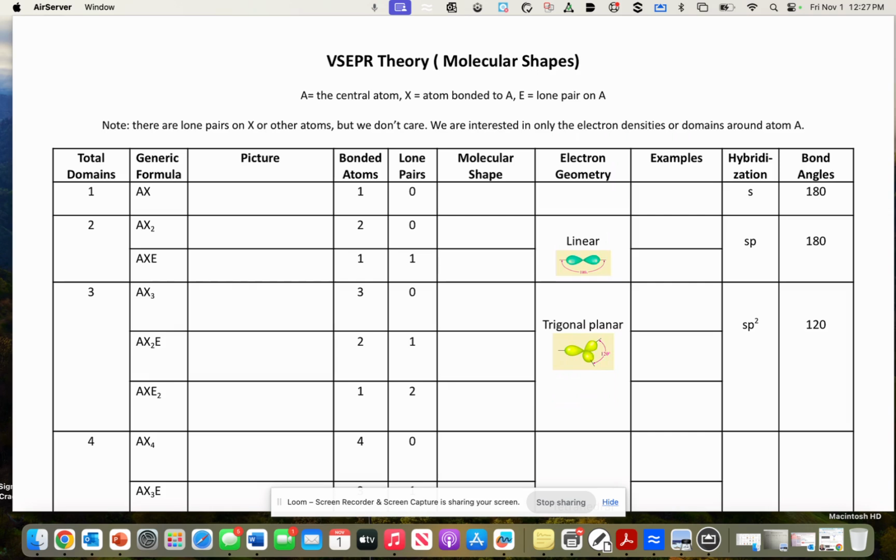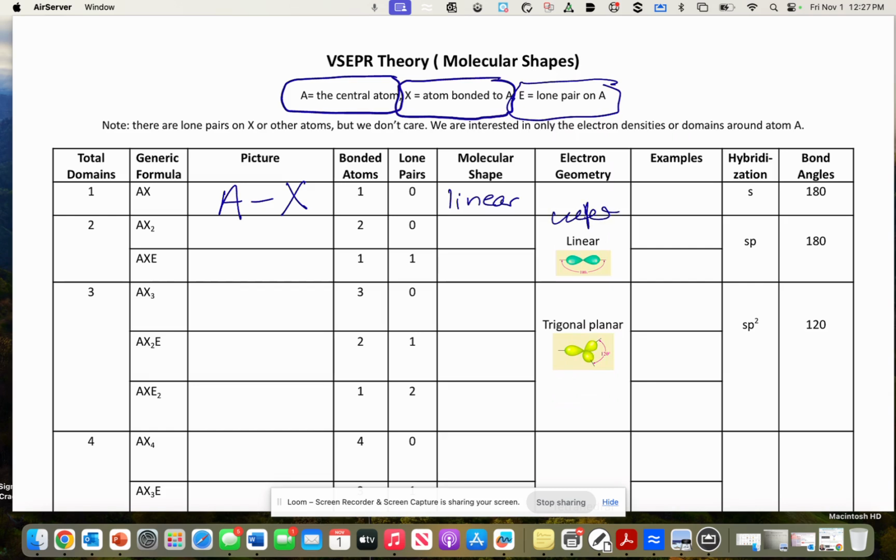A is the central atom in a molecule. X is something else that's bonded to the A, and E is the lone pair electrons. My first example is just AX. There's one bond, there's no lone pairs. This would be linear. The electron geometry, you can take this line out, is linear here because there's only one or two domains, which means one or two total bonds and electron pairs. An example of a linear without any lone pairs would be diatomic hydrogen.